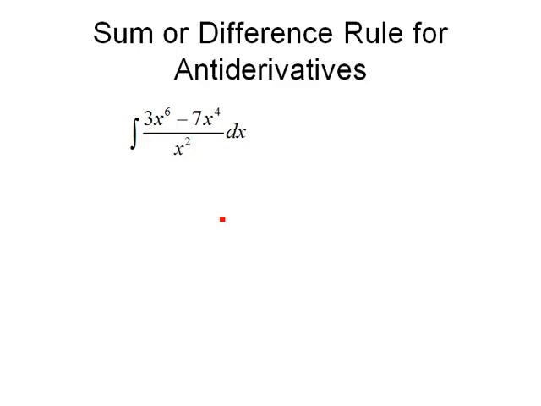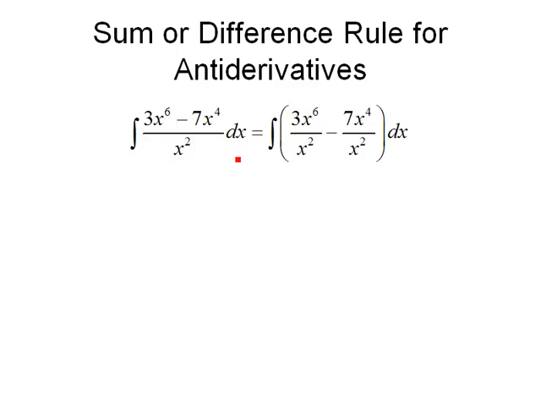Now, as our antiderivatives get a little more complicated, our goal is to always, as much as possible, try to write this so we can apply our power rule. So in this case, I'm taking the antiderivative of the quantity 3x to the 6 minus 7x to the 4th, all of that divided by x squared, and I'm taking the antiderivative with respect to x.